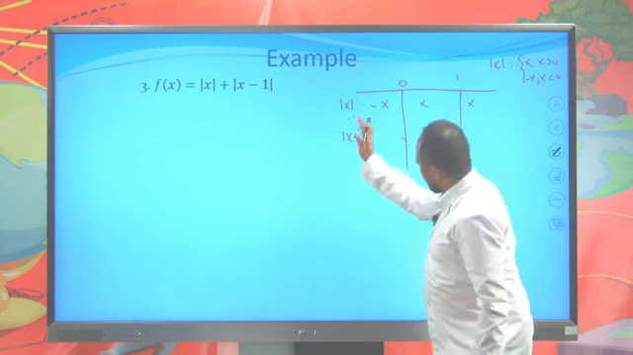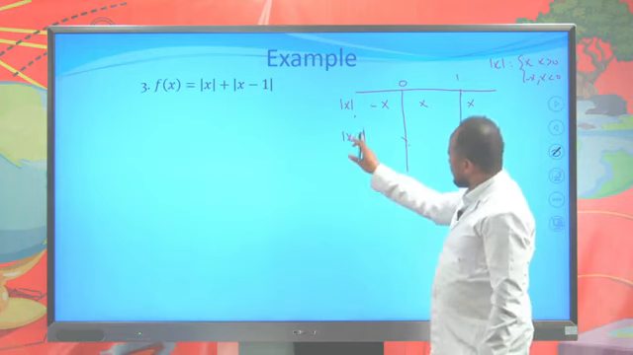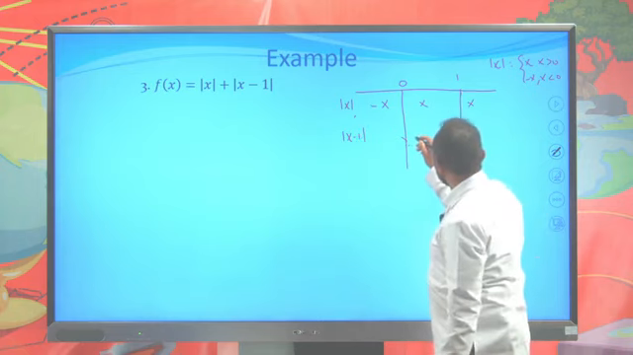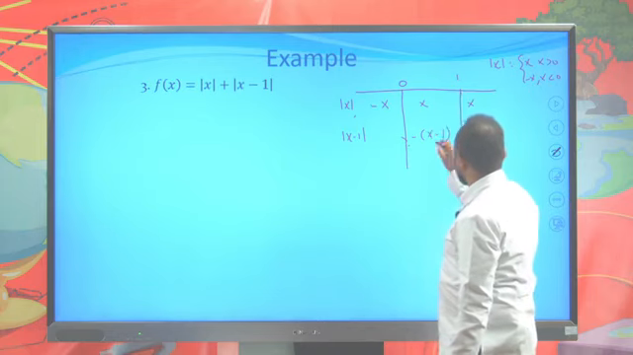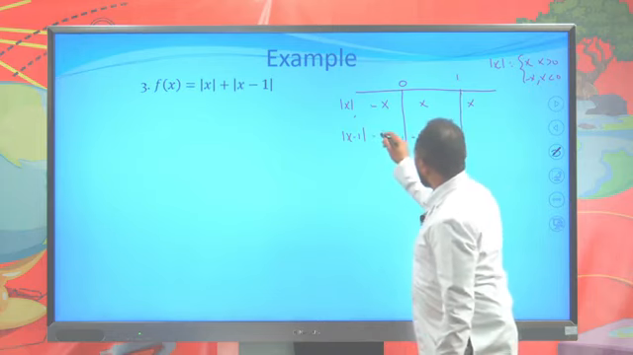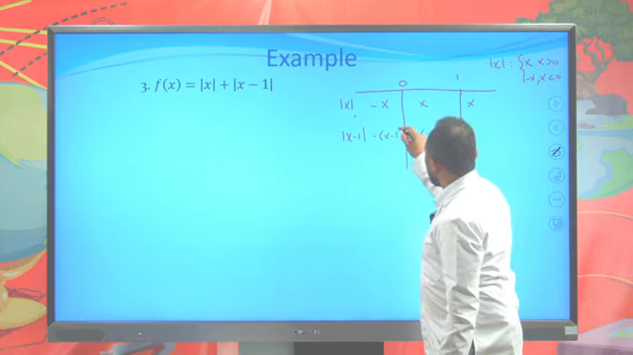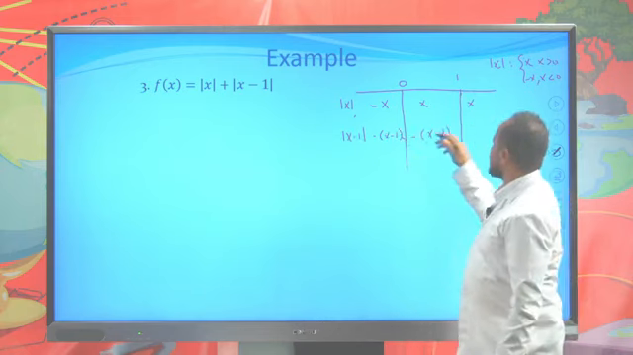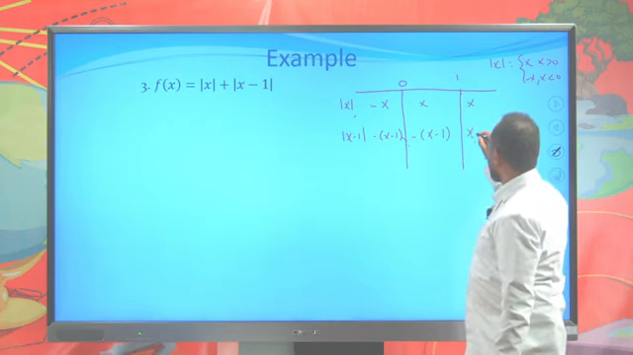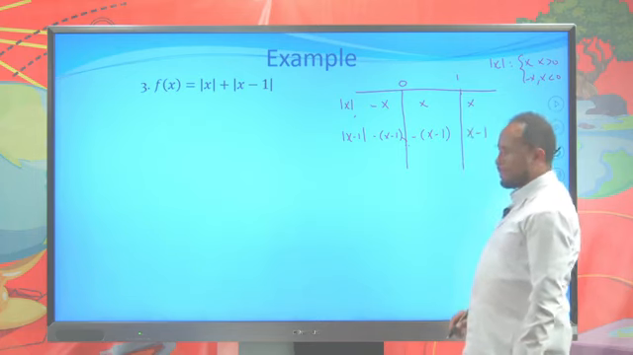For x less than 1, x minus 1 is negative, so its absolute value is negative of x minus 1. This will also be negative of x minus 1. For x greater than 1, its absolute value is itself, so it is x minus 1.